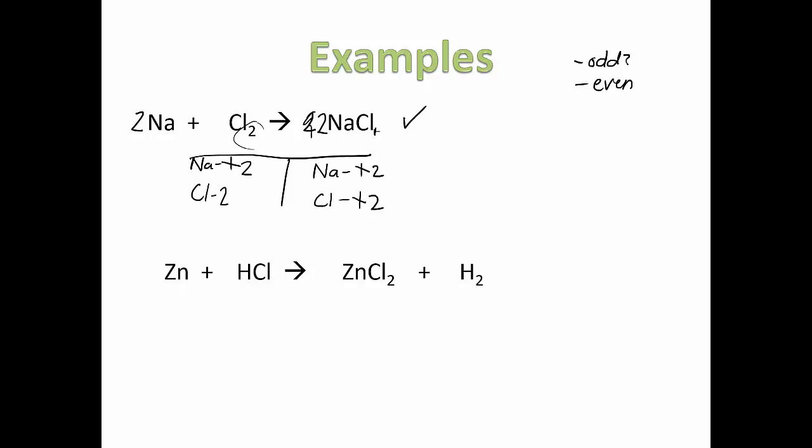I see chlorines, even, odd. We're going to make it even. What did you just do? You just made it have 2 hydrogens. So then you check. It's a guess and check. Well, I have 2 chlorine, 2 hydrogens, 2 hydrogens. Well, that's good. 2 chlorines, 2 chlorines, 1 zinc, 1 zinc. That's all you had to do.